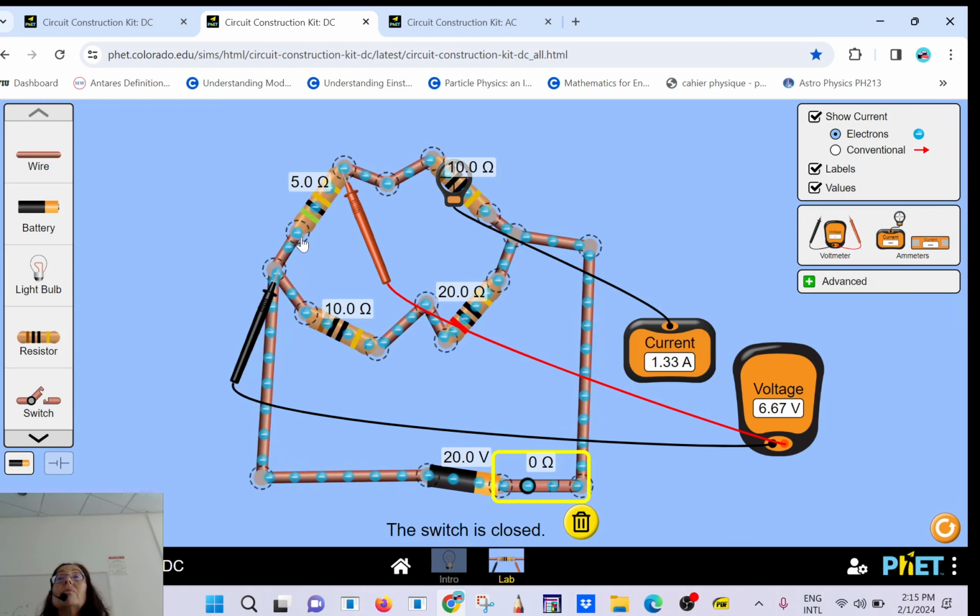Make a circuit in series with the simulation. Take a 10 ohm light bulb and a 20 ohm light bulb. Connect them separately and connect them together and see how the brightness will change and measure the voltage. You can do that on your own.